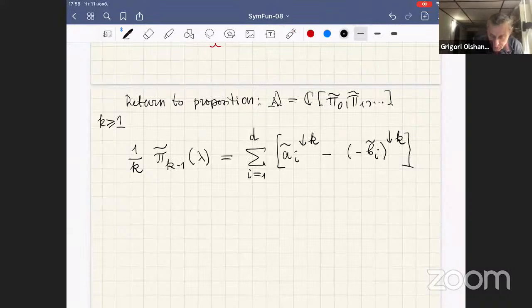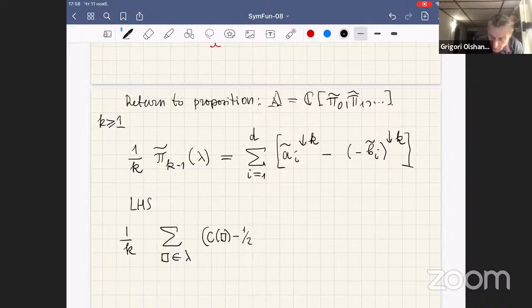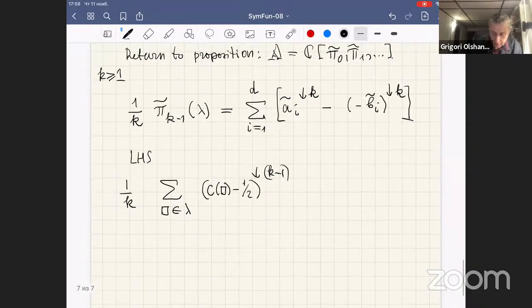So what is the left-hand side? The left-hand side is the sum over the boxes. We have to take the content, subtract 1/2, and take this factorial power. And now the idea is as follows. Let's partition this sum. So the idea, the trick.